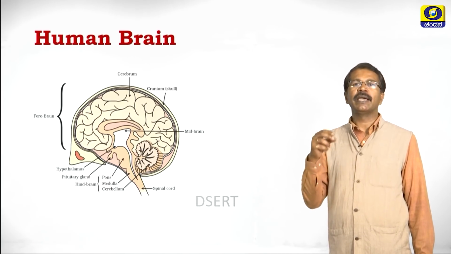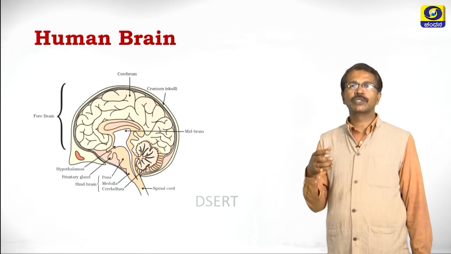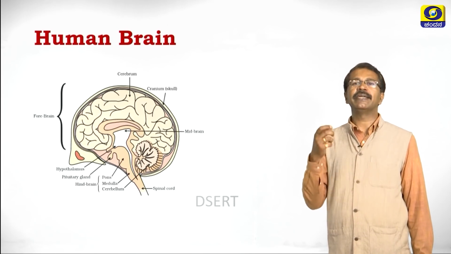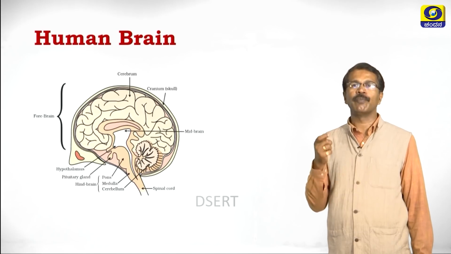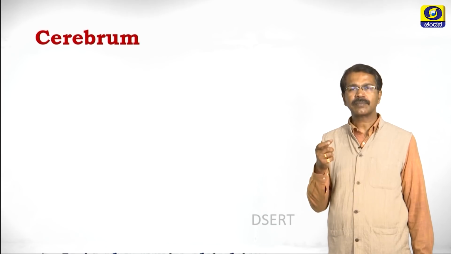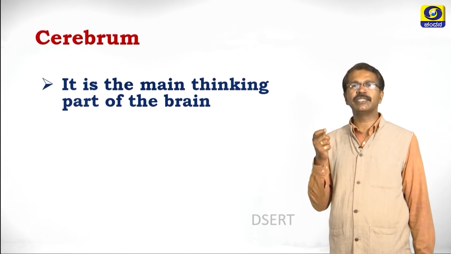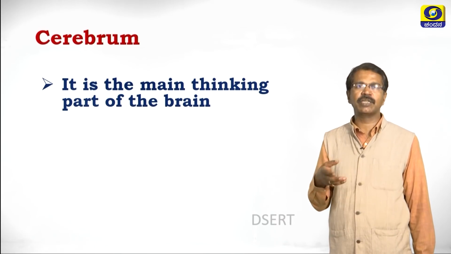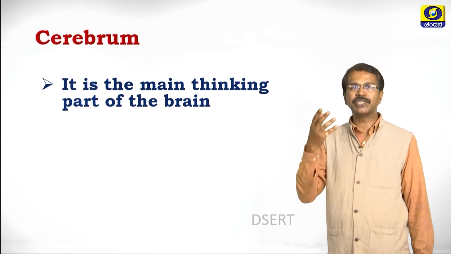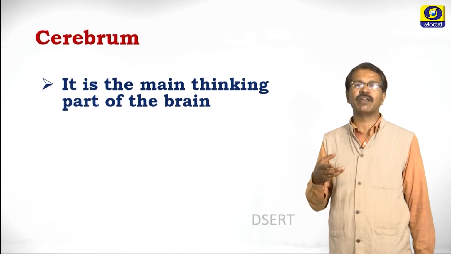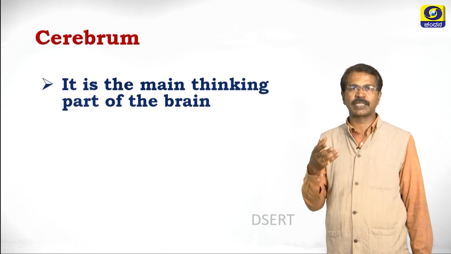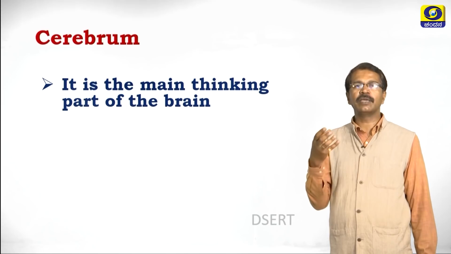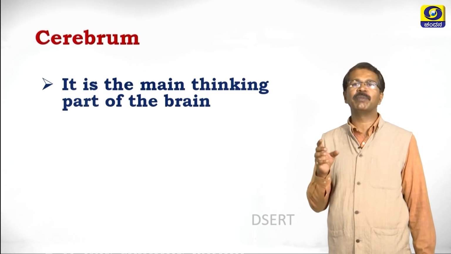Of course, it acts so fast and takes such complex actions that it needs even rest also. Now come to the other functions of this cerebrum. Cerebrum, as I said, is the main thinking part of the brain. All thinking processes occur in the brain itself. All imaginations occur in the cerebrum itself. All creativity works, whatever you do, the centers are located in the cerebrum itself.